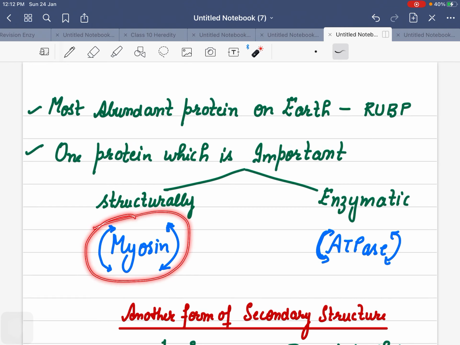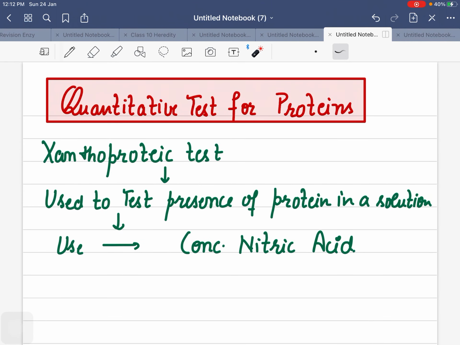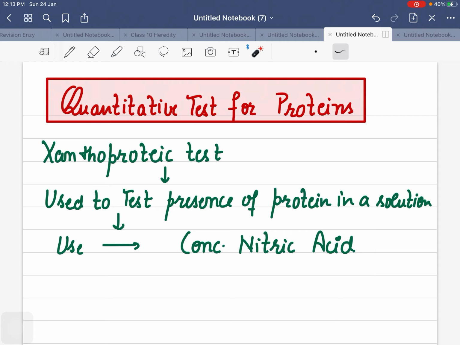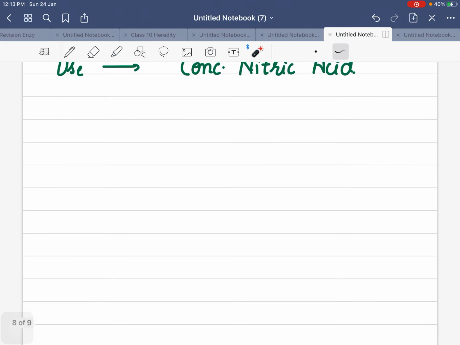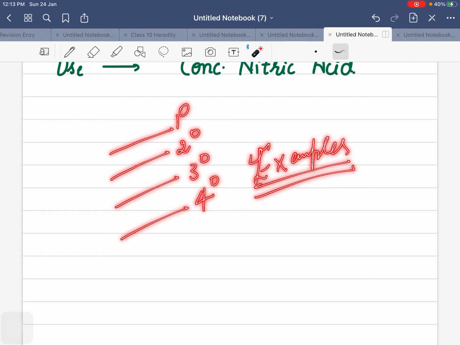So the protein which is structurally important as well as acts as an enzyme is myosin. The last point for this protein is that if you are asked to test for proteins practically, that you are given a substance and asked to see whether protein is present or not, the test is the xanthoproteic test. The xanthoproteic test is used to test the presence of protein in a solution. We use concentrated nitric acid to find out the presence of protein in our sample. So this is all about protein. Go through the primary, secondary, tertiary and quaternary structures with their examples, right? And next we will talk about lipids in detail.